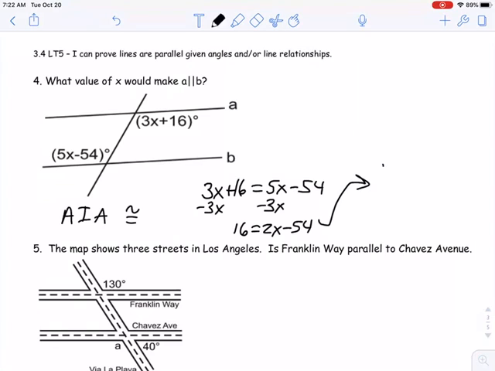Didn't pick a very good spot to write this, so let me rewrite it right here. Add 54 to both sides. You get 70 equals 2x, where x equals everyone's favorite number, 35.